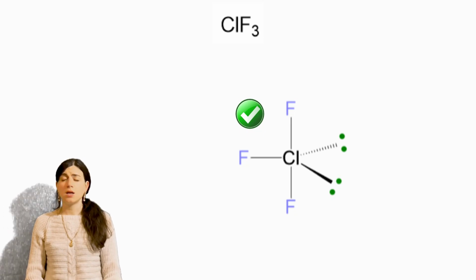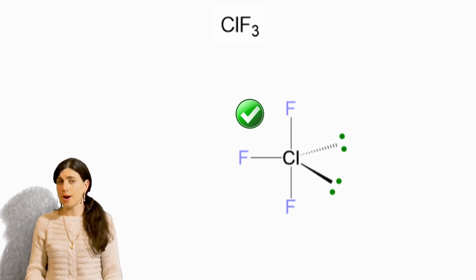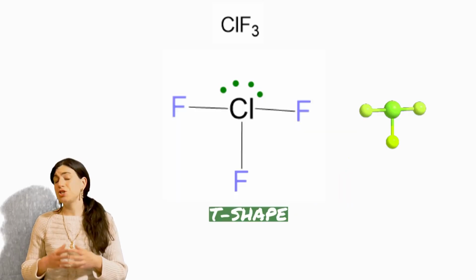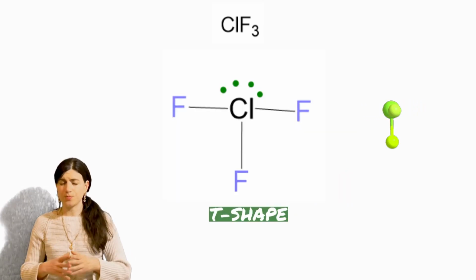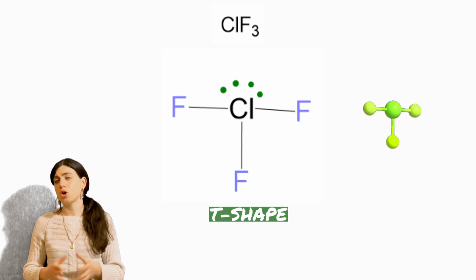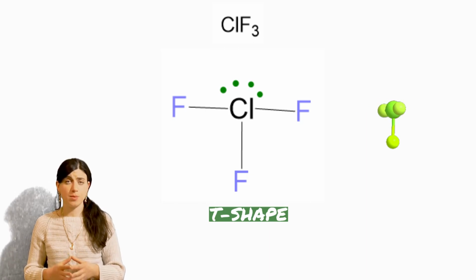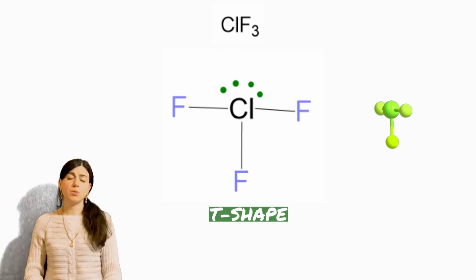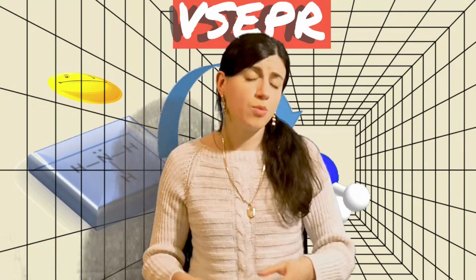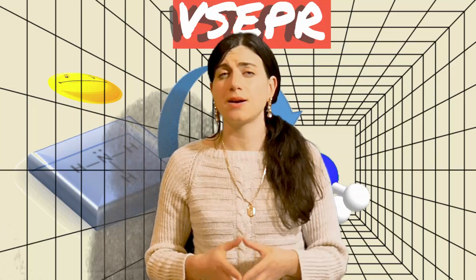Let's erase, as we usually do, the lone pairs, and let's see what is left. What is left is the so-called T-shape molecular geometry. So ClF3 has the molecular geometry which is the T-shape with angles of 90 degrees between the bond pairs. So, with these rules, you can find the molecular geometry of your molecule. Just follow the flowchart I have given to you.